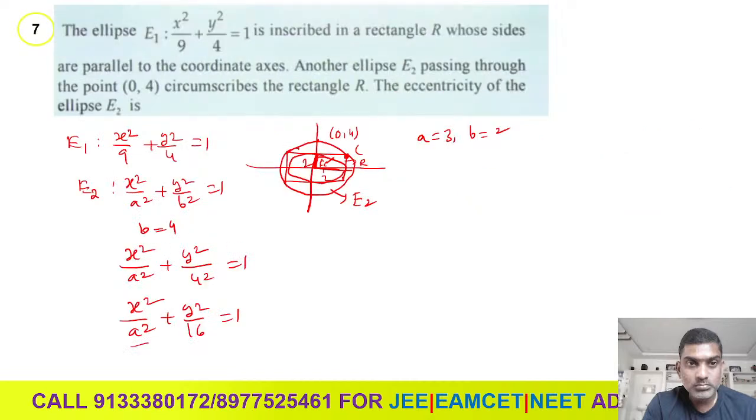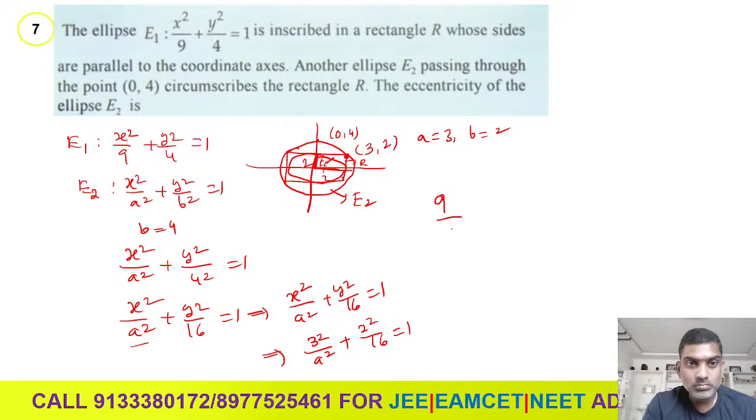Right. X square by a square plus y square by 16 is equals to 1. And here the point on the rectangle will become 3 comma 2. This point is on the rectangle as well as on this ellipse also. So try to substitute that point. X square by a square plus y square by 16 is equals to 1. So x square, that is 3 square divided by a square, y square, this is 2 square divided by 16 is equals to 1. Simplify now.